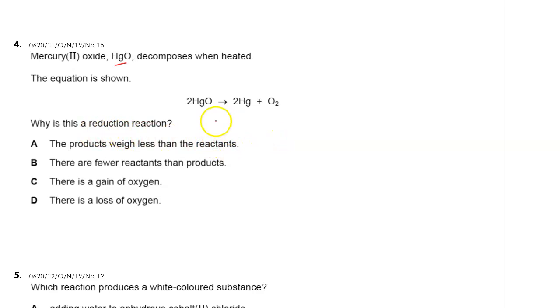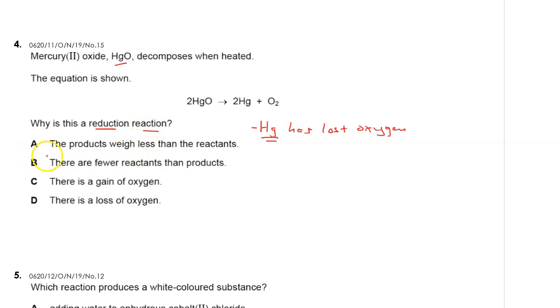Of course, you can see when you heat mercury 2 oxide here, you get mercury. So you can say that mercury has lost oxygen. So loss of oxygen is reduction, okay? And addition of oxygen is oxidation. So because mercury has lost oxygen, the reaction is a reduction reaction.